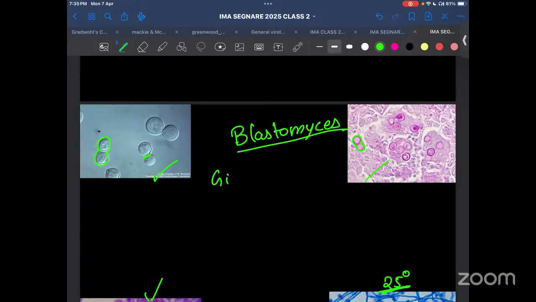This is also known as Gilchrist disease or Chicago disease. See, all of these dimorphic systemic fungi are mostly originating from America, especially the desert parts of America. Most of them are named from those parts only.